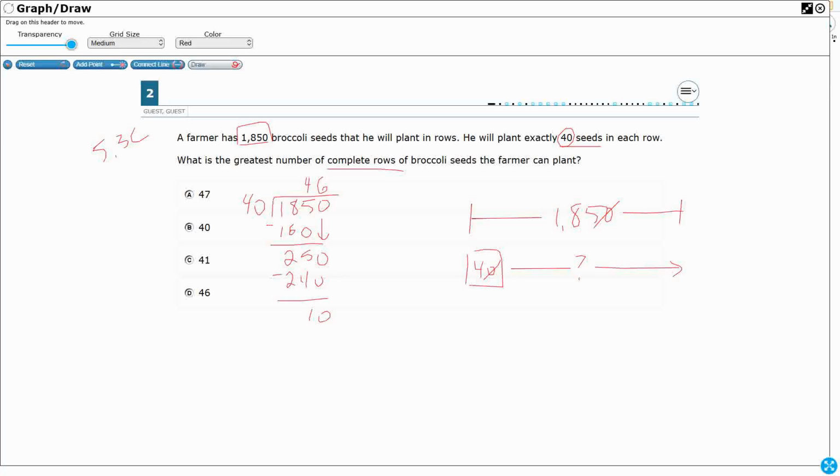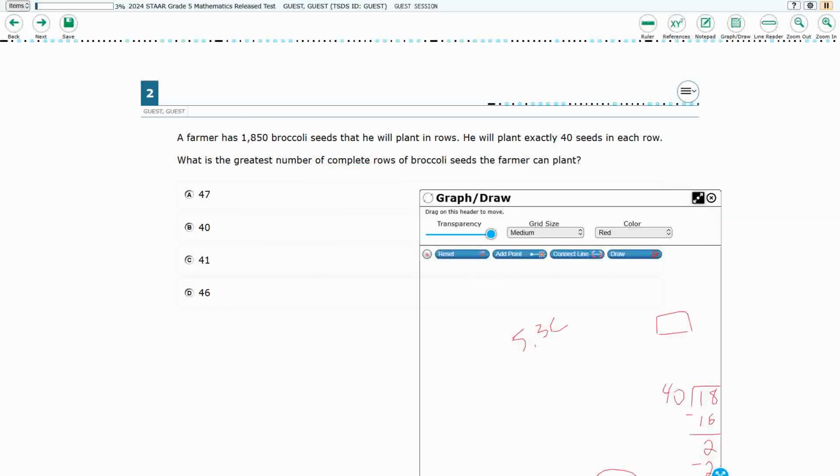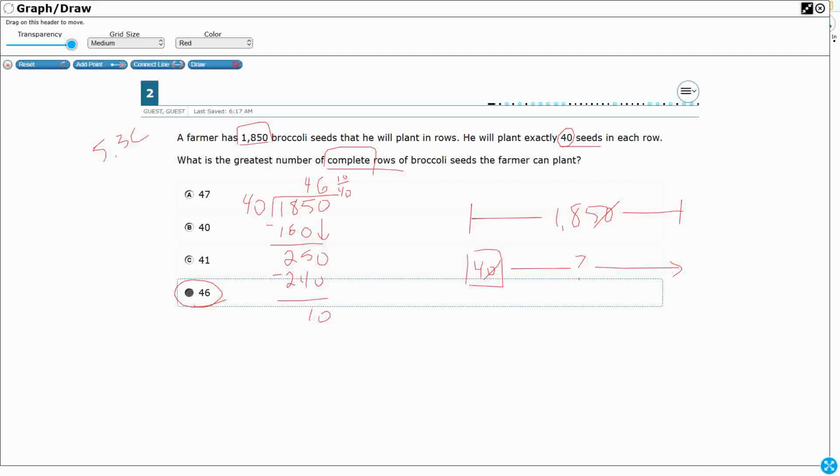I don't need that. So I've got 10 out of 40ths left over, or 1/4 left over, but I need complete rows of broccoli. So the complete rows of broccoli is going to be this D, 46, and that is going to be our correct answer. We had 67%, so still pretty good. Anytime we can get above 60%, we're feeling pretty good about this problem.